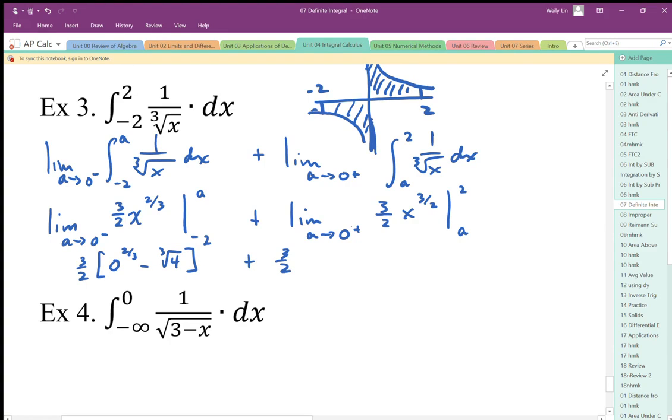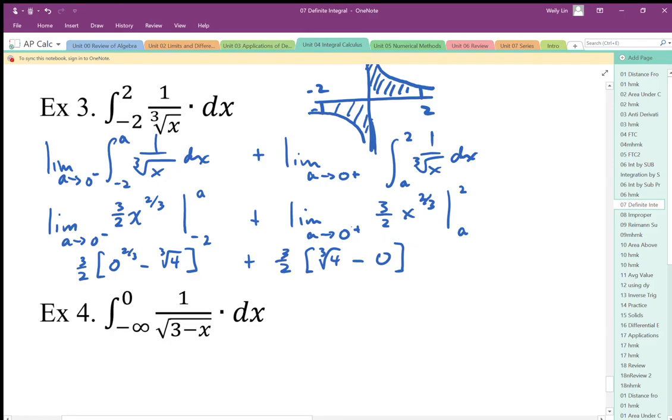We're going to do the same thing here. I'm going to end up plugging in the 2 into here. Oops, it should have been 2/3. Okay, so I plug in the 2 in here. I'm going to square and cube root. So I get the cube root of 4 here, minus, when I plug in 0 into here, I'm going to end up with a equals 0. When I plug the 0 in here, we end up with 0. Okay, so there's our integral.